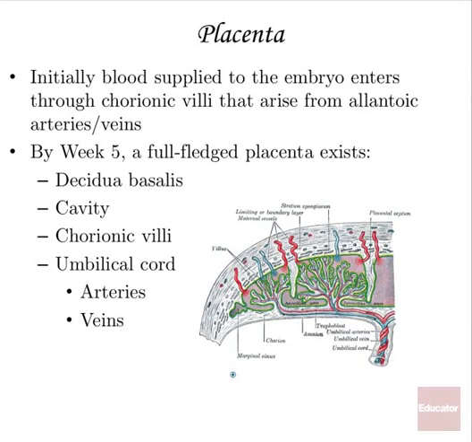So the placenta. Initially, blood supply to the embryo enters through chorionic villi. So initially, we wouldn't call that a placenta, but through the chorionic villi, and those arise from, remember the allantois, the allantoic arteries and veins help that blood connection happen. But by week 5, if you were to go in with a camera and look around, you would see a placenta. And from that point on, the placenta is there. It grows a little bit as time goes on to help the growing baby. But a full-fledged placenta has some major layers I want to introduce you.